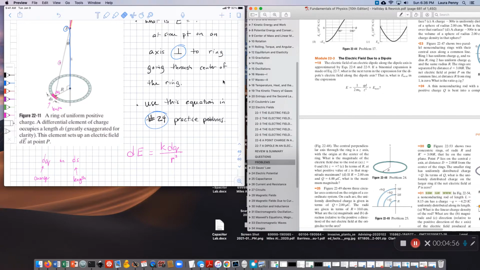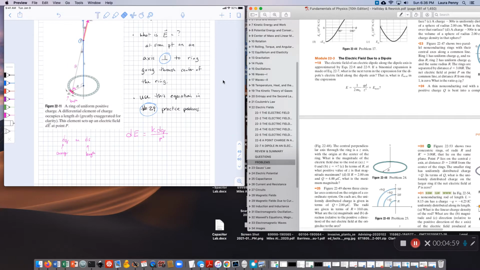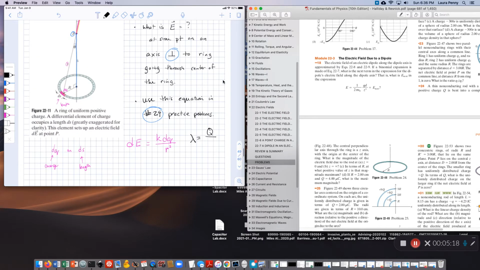So now I need to try and say stuff about dq. We're going to do like I did with the line of charge in class, where we say that all of our charge, capital Q, is being spread out over this whole circle. Well, that whole circle has a length of 2 pi r, right? That's the circumference of that circle.